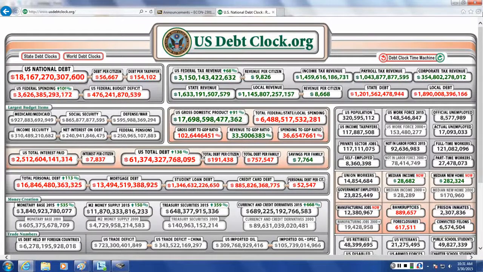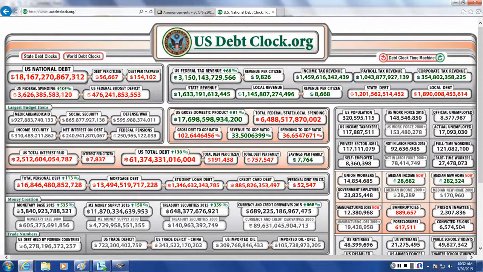Yes, that's trillion, right? And then when you divide that by the current population of the US, which is 300-plus million, you arrive at a debt per citizen of $56,667, right? And if you divide that by the number of taxpayers, there's a difference between the number of taxpayers and the number of citizens because a lot of citizens are kids. They don't pay taxes, correct? Also, a lot of citizens are poor and they don't pay taxes either. So when you divide by the number of taxpayers alone, you get a figure of $154,102 per US taxpayer, right?